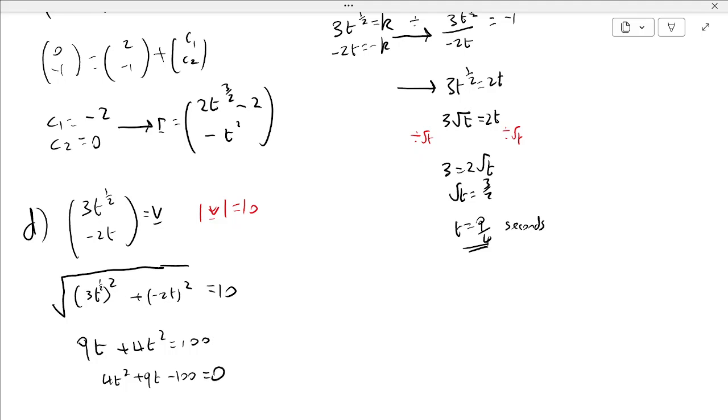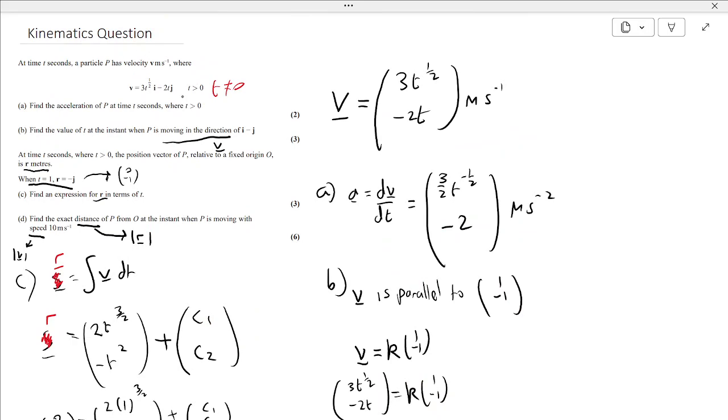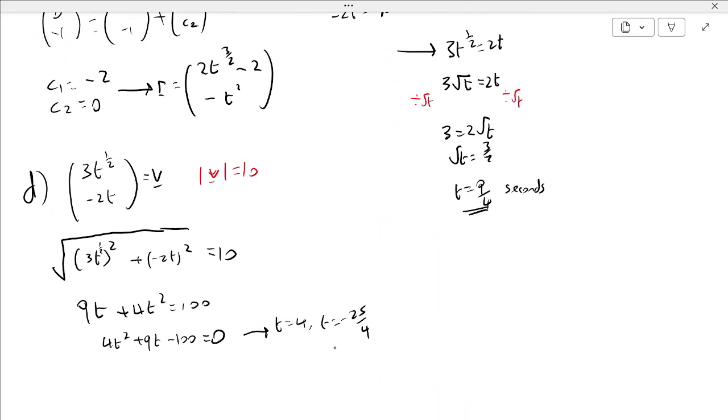Okay, so this is just a quadratic, so I'm going to very happily put it in my calculator. 4, 9, and negative 100. The solutions are 4 and negative 25 over 4. And I think we had time being greater than 0 in this question. Yeah, t is greater than 0. So I need to discard the solution which does not fit that. I still show what it was, but I put a cross for it. Here's t equals 4.